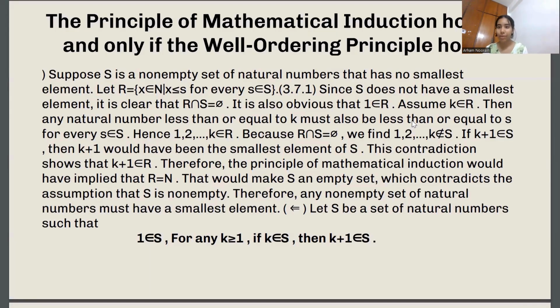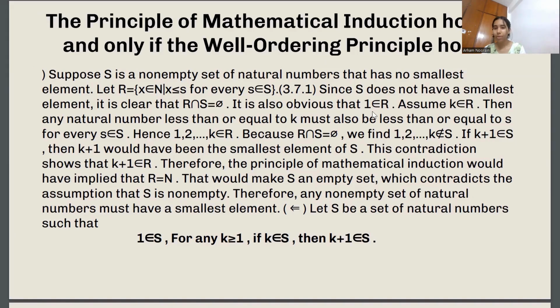The principle of mathematical induction holds only if the well-ordering principle holds. Suppose there is S, a non-empty subset of natural numbers, that has no smallest element. Let R be the set of x belonging to N such that x is less than s for every s belonging to S, where S is a set of natural numbers. Since S does not have a smallest element, it is clear that R and S are disjoint.